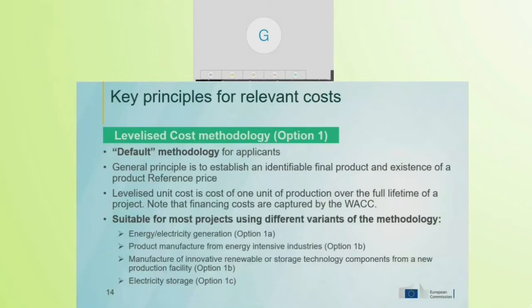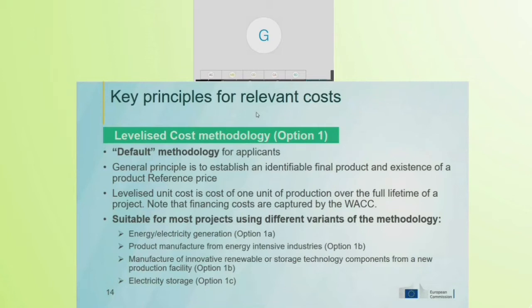So the levelized cost is a cost of 1 unit of production over the full lifetime of a project. It does that by including the financing costs in the total cost of operating and financing the plant. So it provides a flat, single, non-escalating unit cost of production over the lifetime. This is the methodology that's predominantly used to see how electricity prices for renewables have been reducing over time in the market. But we have adapted this to the model that we're using for calculation of relevant costs.